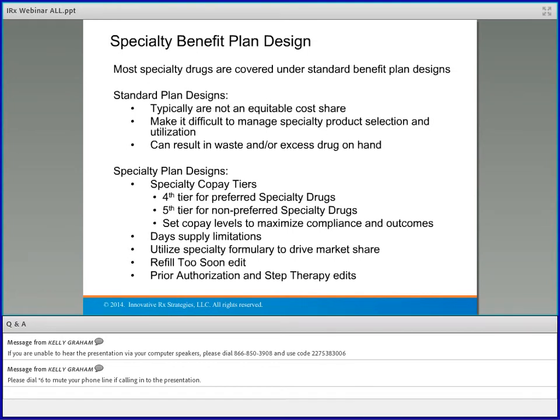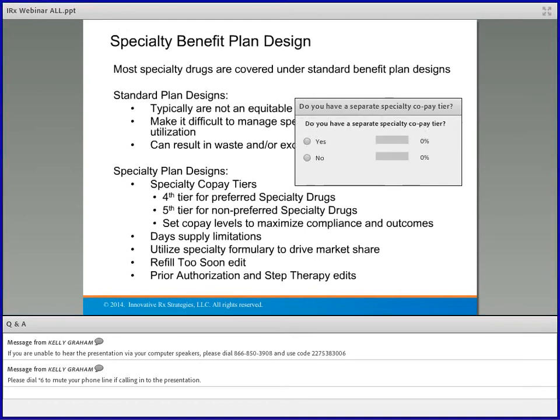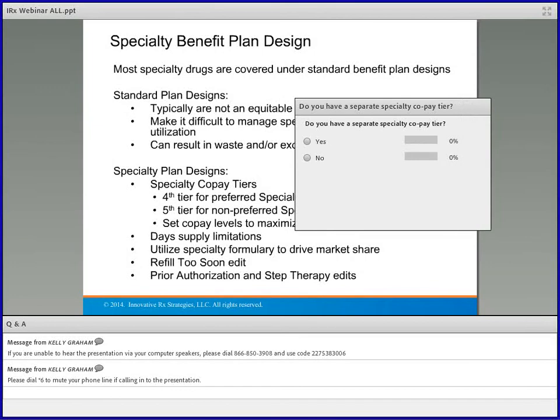One of the things we talk to a lot of our clients about is putting in specialty copay tiers, right? Either a fourth tier specialty for preferred specialty drugs and a fifth tier for non-preferred, because even within specialty drugs, within given therapeutic categories, there are preferred and non-preferred agents that could work. And Kelly, we have a question here to ask people. Do you have a separate copay tier for your specialty drugs, or do you just roll them in under your standard benefits?